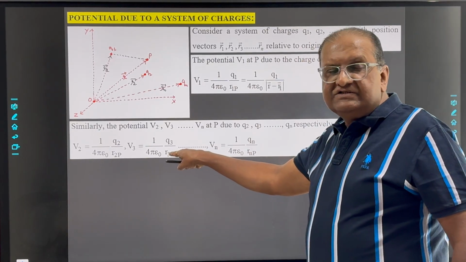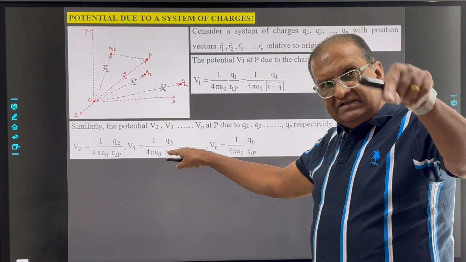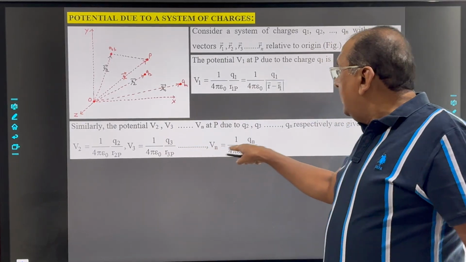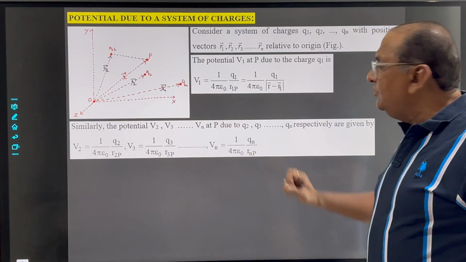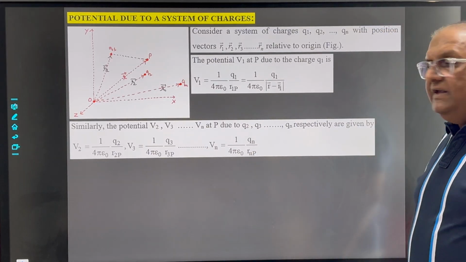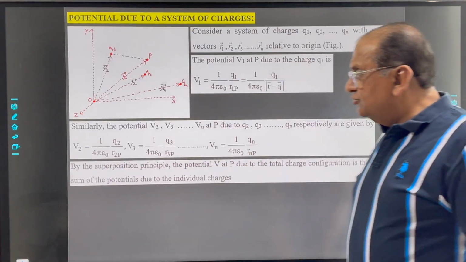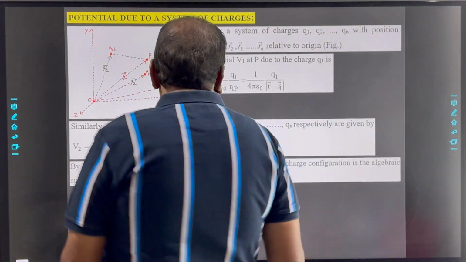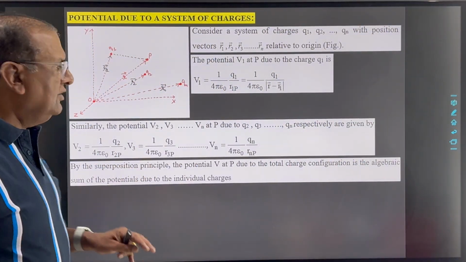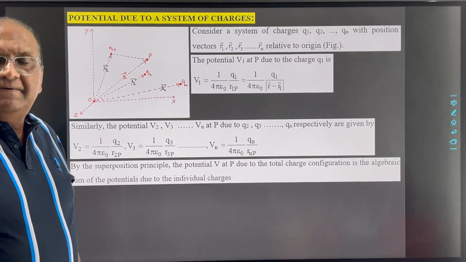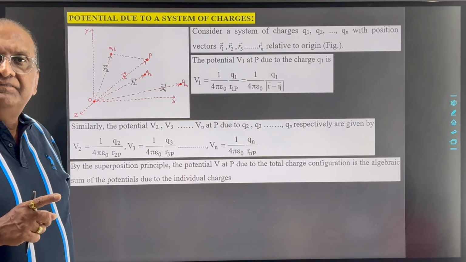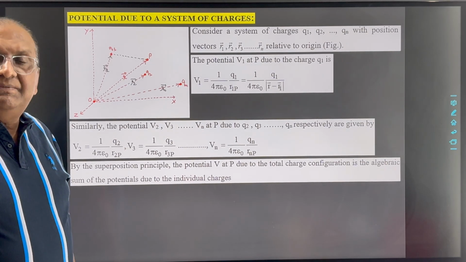This is the distance of the point from the respective charge, up to Vn equal to 1 upon 4 pi epsilon 0 Qn upon Rnp. Now simple, we can use the superposition principle and take the summation of all these. So we will get the resultant potential at P. But here be careful, we have to take algebraic summation.